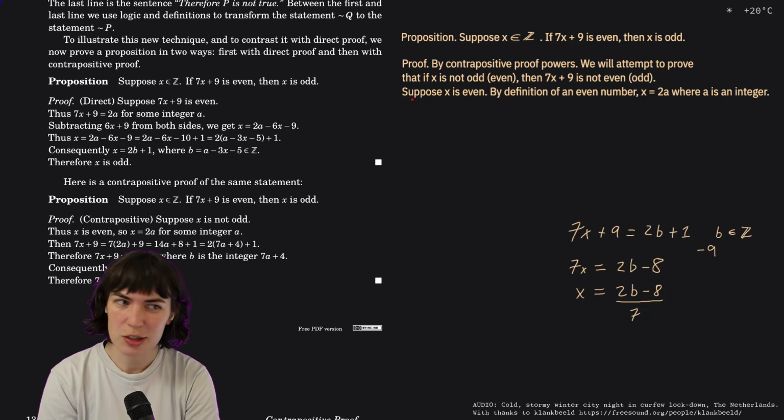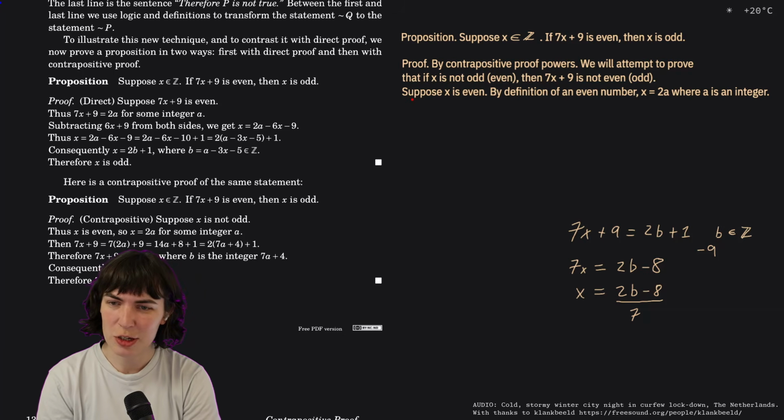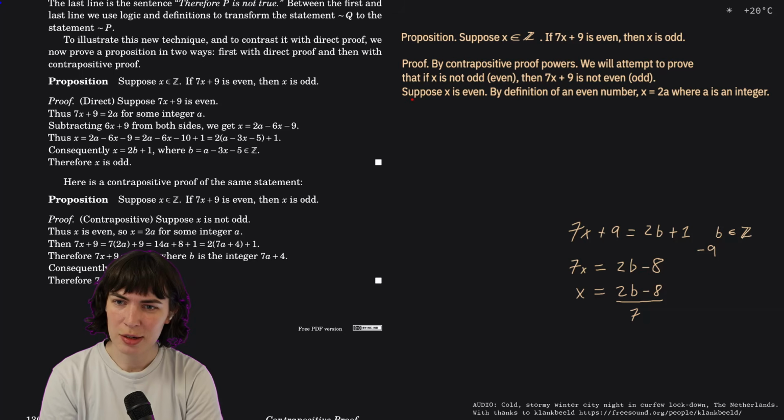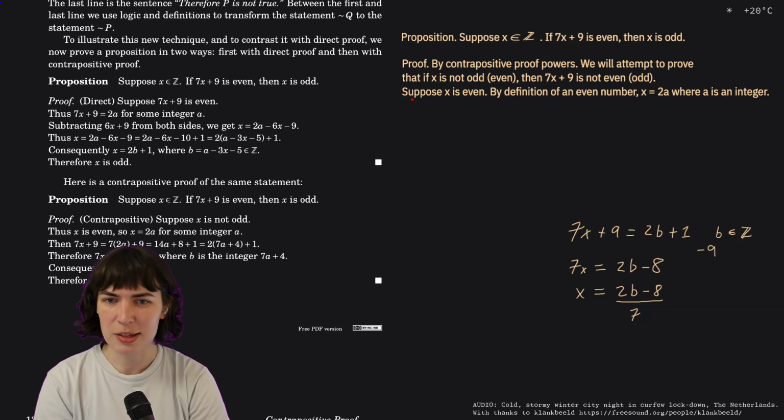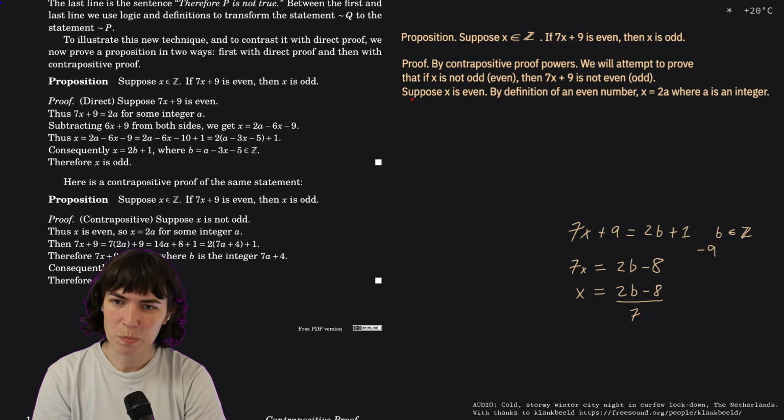Direct proof. Suppose 7x plus 9 is even, thus 7x plus 9 equals 2a. Subtracting 6x plus 9 from both sides. Oh yeah, you can just subtract from both sides. Oh yeah. Well, yeah, I guess that makes sense. Yeah, then you do that. Then you do that.